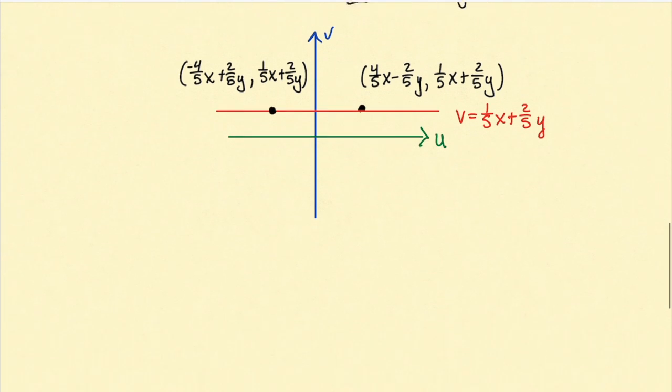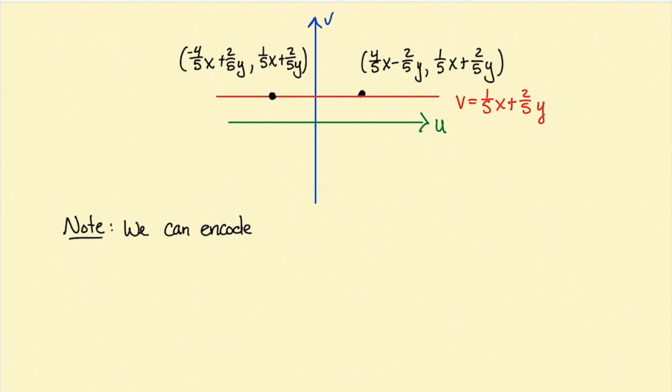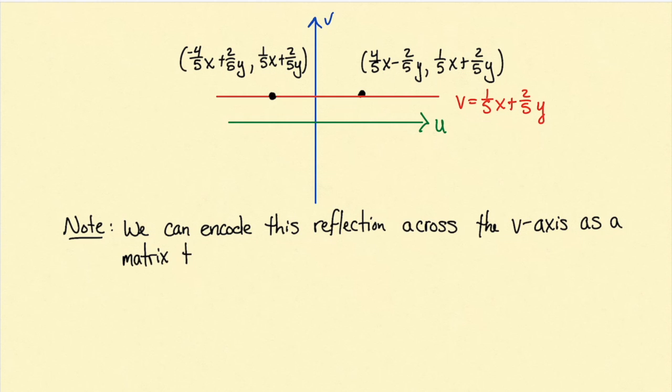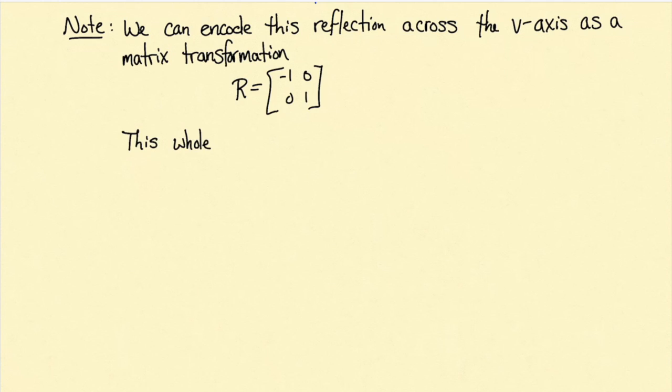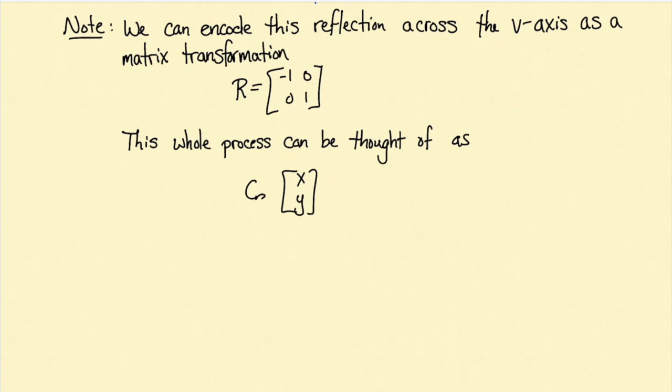We note that we can encode this reflection across the v-axis as a matrix transformation given by the matrix R, whose entries are -1, 0 and 0, 1, which simply negates the first coordinate of a point. So we can think about starting from our point (x, y), then translating that into our new coordinate system by multiplying the vector (x, y) by C sub B inverse, then multiplying the result of that by the matrix R.